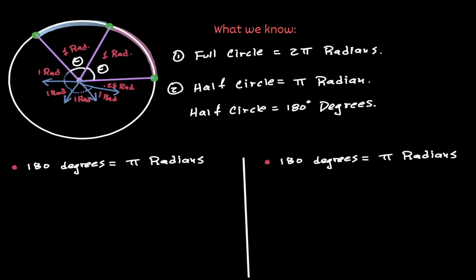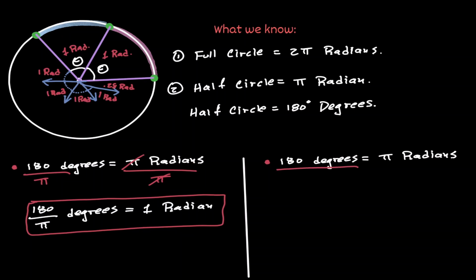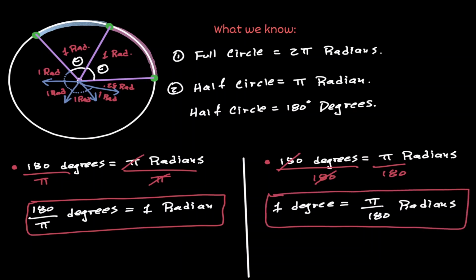And using this relationship, we can figure out what's the value of 1 radian in terms of degrees. Because in the equation on the left, if we divide by pi on both sides, now we can say that 180 divided by pi degrees is equal to just 1 radian. And the other way around, if we were to divide by 180 on both sides, now we can say that 1 degree is equivalent to pi over 180 radians. And this is how we define the conversion factor between radians and degrees.